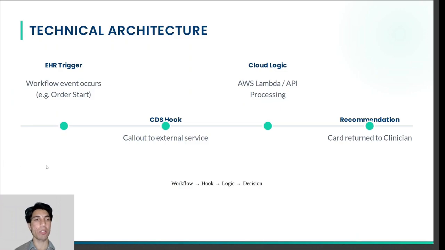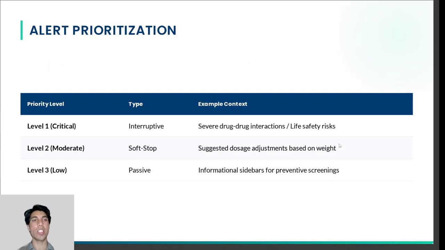So this is the whole workflow. It starts from a normal event, a CDS hook is triggered, and it calls out to an external service. The external service makes a decision based on the data sent to it, and it returns an alert, a card, to the clinician. Alert prioritization.